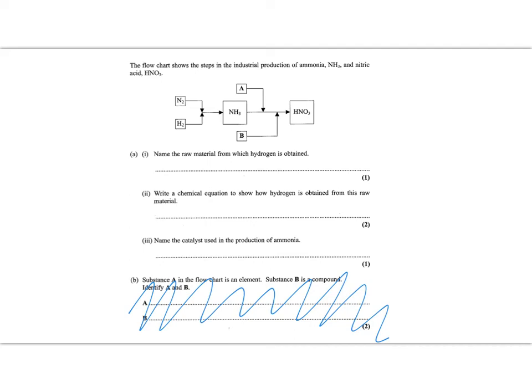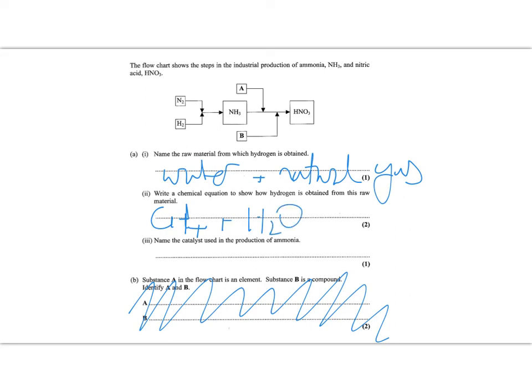The hydrogen is made from the reaction of water with natural gas. The actual chemical in the natural gas is methane. So we're now going to write a chemical equation to show how hydrogen is obtained here. So methane and water come together to make hydrogen.